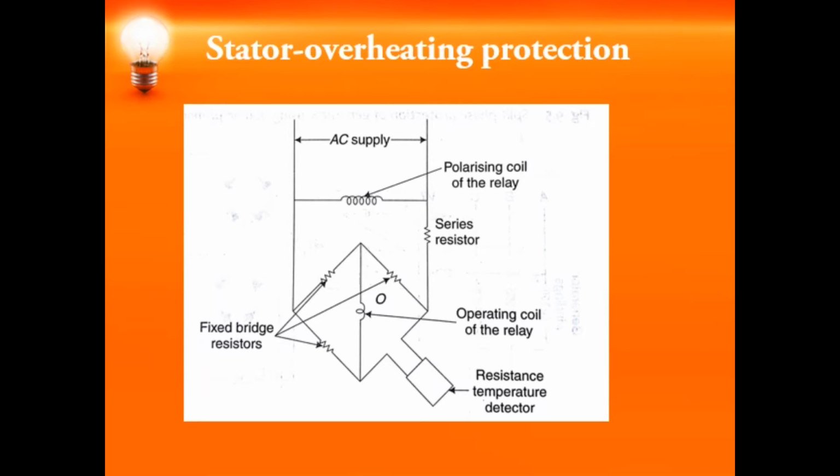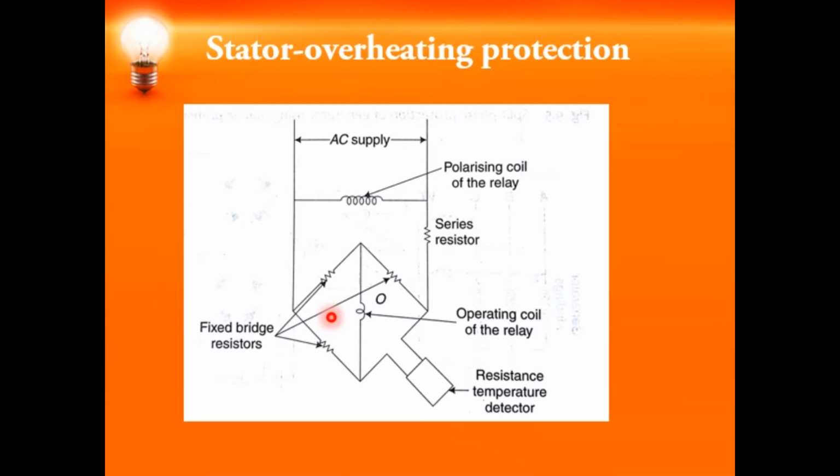In one of the methods, the inlet and the outlet temperatures are compared. In the other method, the temperature sensing elements are used in the stator slots to sense the temperature. You can observe here, this is the protection scheme which is used. When the temperature exceeds a certain preset maximum temperature, the relay will sound an alarm. This uses a Wheatstone's bridge arrangement for this.